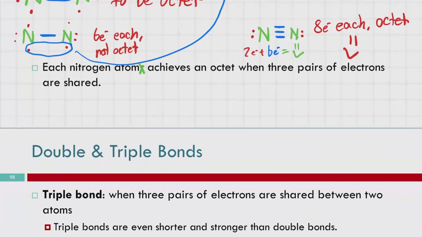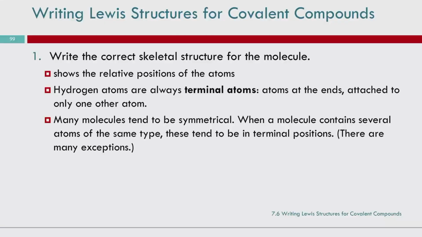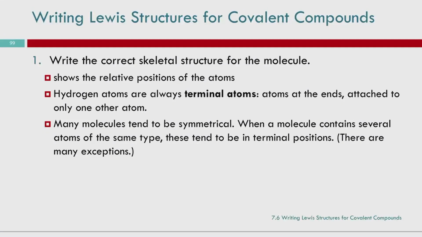Now we're going to learn rules for putting them together, making covalent compounds. First step, we're going to do our best to write the correct skeletal structure. What's a skeleton? Bones. With things on them? No, bare bones. So our correct skeletal structure is bare bones for the molecule, just what it looks like, just the atoms. So we're showing the relative positions of the atoms.